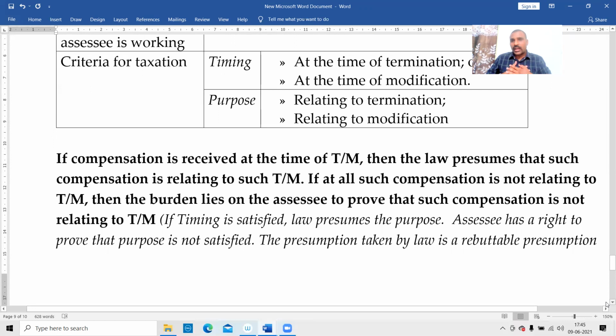I can prove it. Normally, by common sense, court is assuming that if the compensation is paid at the time of termination, it is related to the purpose of termination. But if at all it is not related to the purpose of termination, I have to prove.